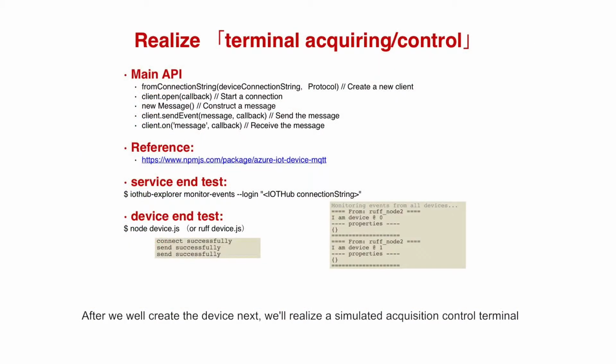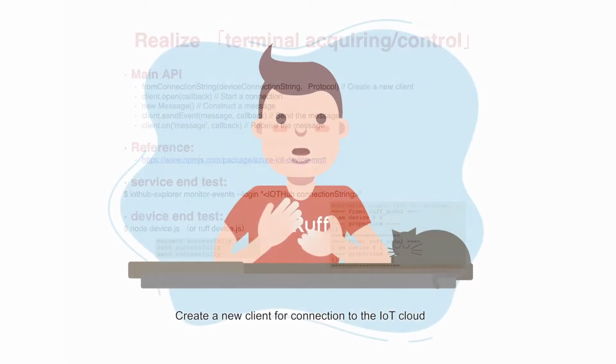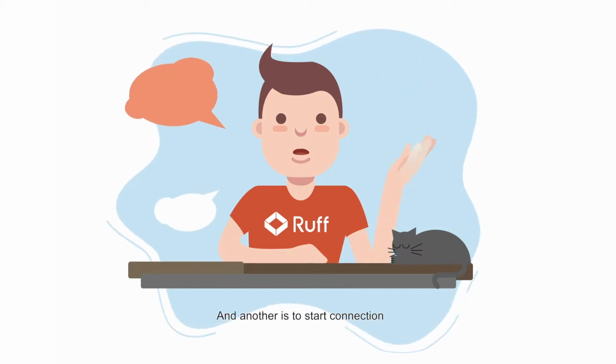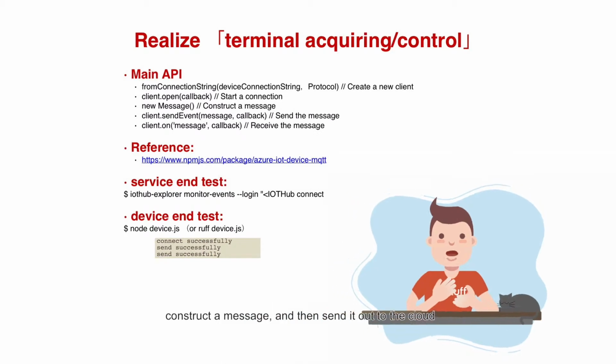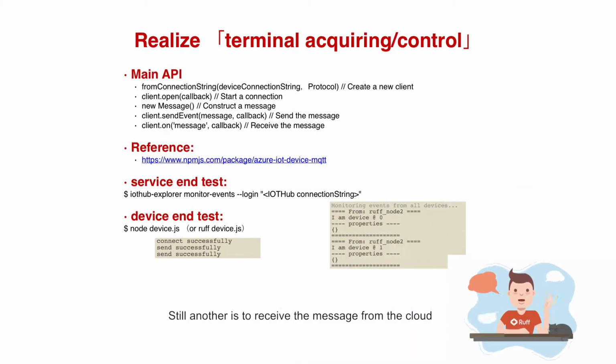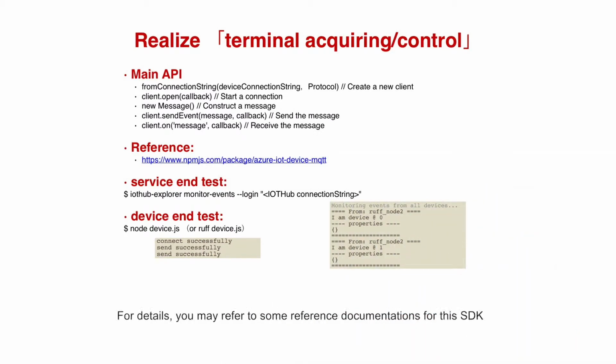After we create the device, next we'll realize a simulated acquisition control terminal. Here, it lists some APIs needed for the code. They mainly consist of the following parts. Create a new client for connection to the IoT Cloud, and another is to start the connection. Construct a message and then send it out to the cloud. Still another is to receive the message from the cloud. For details, you may refer to the reference documents for this SDK, which can be found on the NPM website. I've completed writing its program.